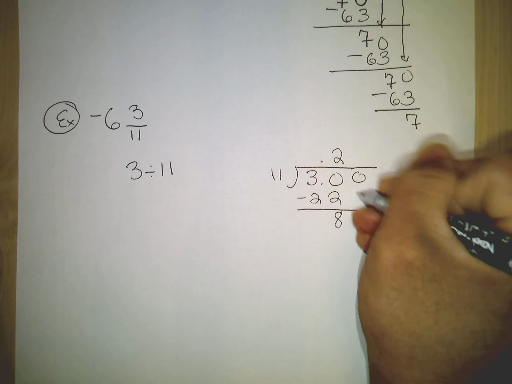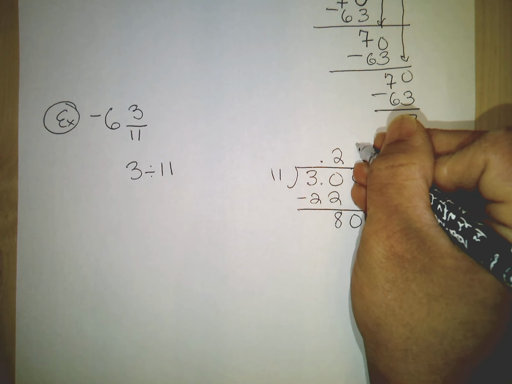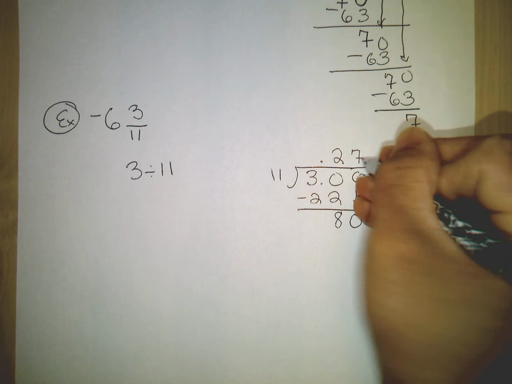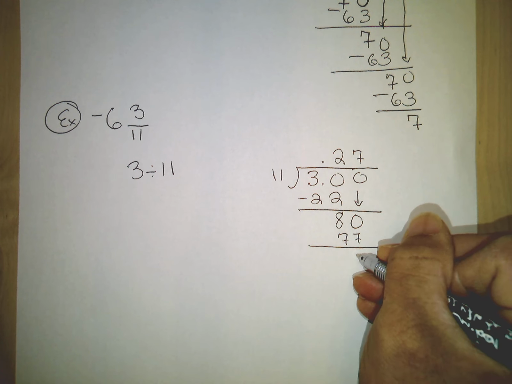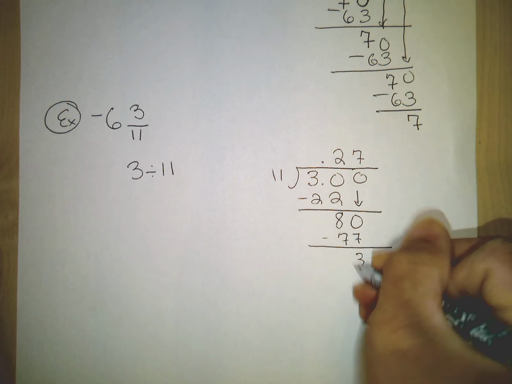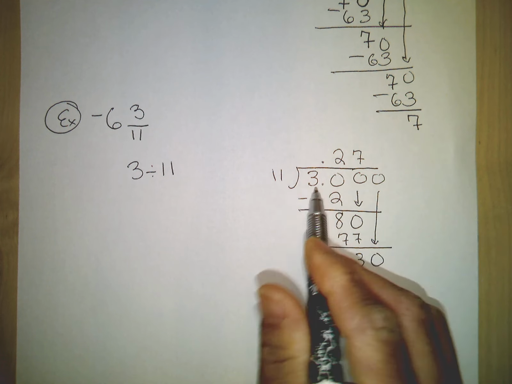All right, we'll bring down another 0. So 11 goes into 80. That will be 7 times. 7 times 11 is 77. So 80 minus 77 is 3. We'll bring down the 0. Then we're back to where we started from.